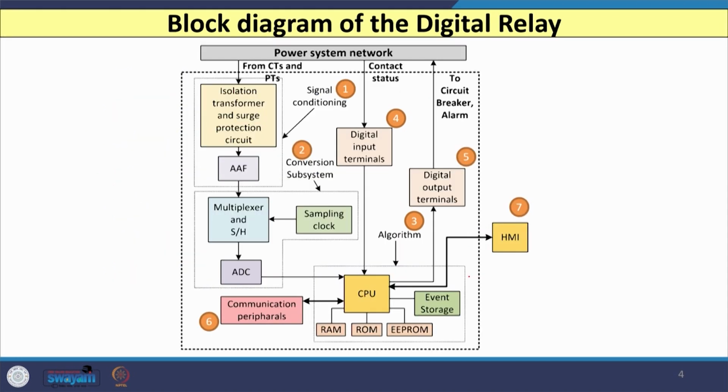This is the block diagram of digital or numerical relays. As I listed earlier, the 7 components used in the digital relays are given here by 1, 2, 3 up to 7. If we consider the first one, the signal conditioning unit, you can see it contains two things. One is the isolation transformer and surge protection circuit, and the second is the anti-aliasing filter, known as AAF. So, let us first discuss the signal conditioning unit.